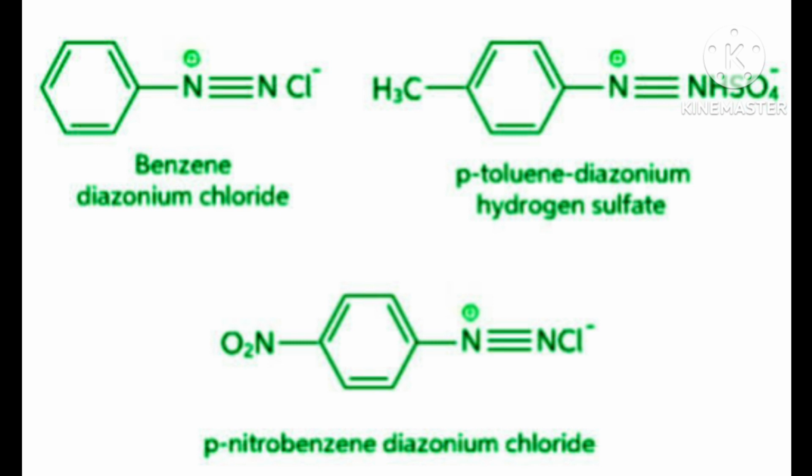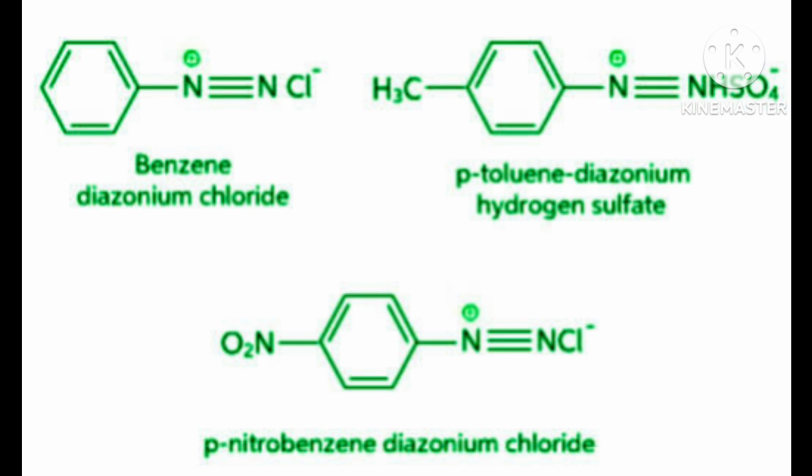Correct? N2 is the azo group, you know. Then C6H5N2 is the benzene diazonium, and chloride is there, so its name became benzene diazonium chloride. In the same way, C6H5N2 with HSO4- in the place of Cl-, then it is known as benzene diazonium hydrogen sulfate.